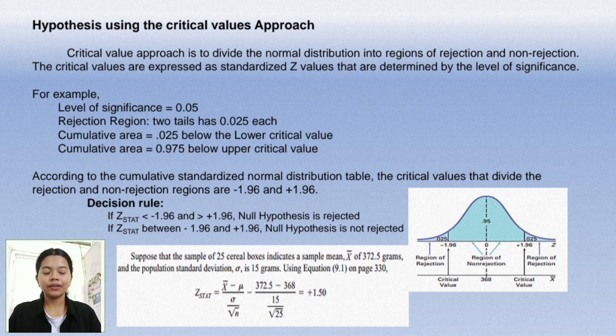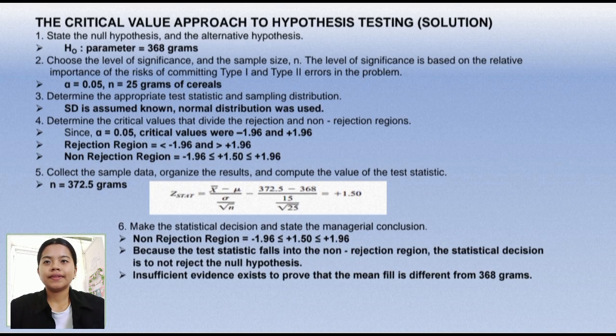Therefore, the null hypothesis is not rejected because the result is between negative 1.96 and positive 1.96. Critical value approach to hypothesis testing solution. So first step is state the null hypothesis and the alternative hypothesis. Since our null hypothesis is not rejected, the mean stays at 368 grams. Then next, choose the level of significance and the sample size.